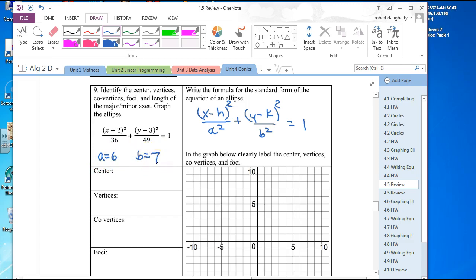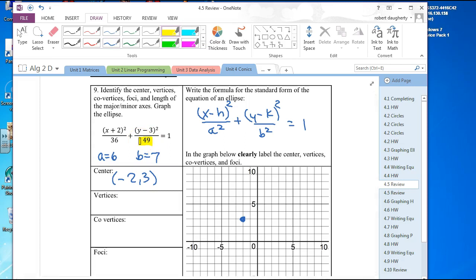Where is the center to this ellipse? This ellipse is centered at -2, 3. Okay, then I'm going to just go ahead and graph that. -2, 3. That is the center of my ellipse. Where are my vertices? My vertices fall on the major axis. The major axis is going to be the one that is the larger of the two. So this will be my major axis. So that's going to tell me how to find the vertices.